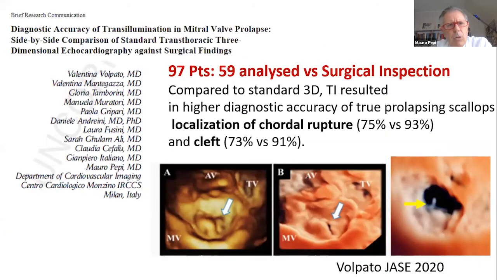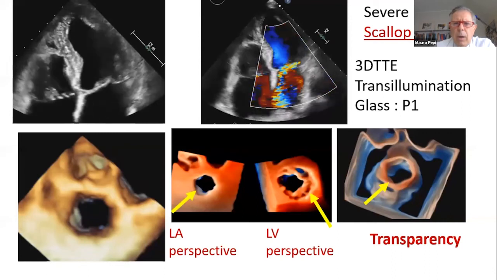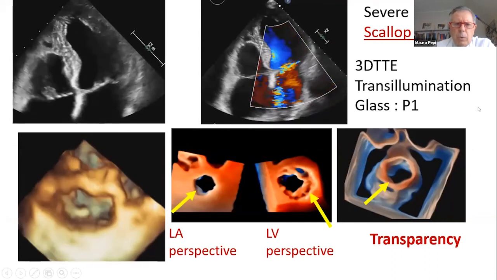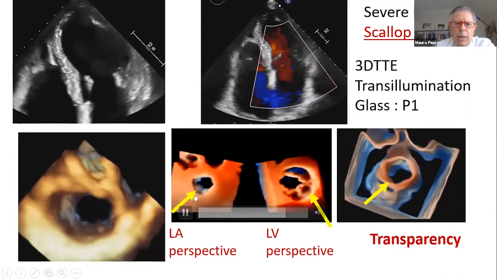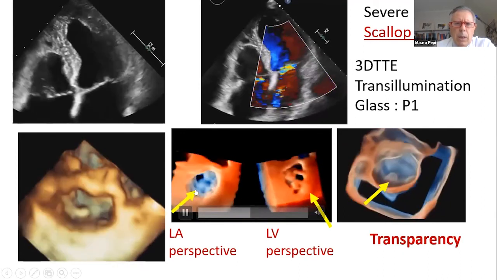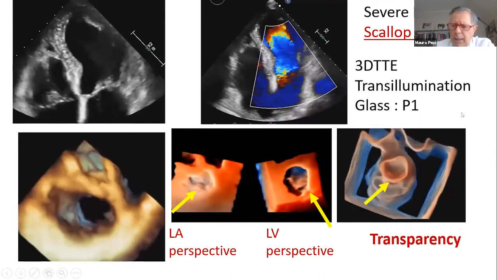And with this method, with the transthoracic approach, we have an increase in the localization of chordal rupture. These are a few examples of this data. Just a case with a severe MR, obviously a posterior leaflet prolapse, but please note how clear there is a P1 prolapse that is clearly defined by this new technique.